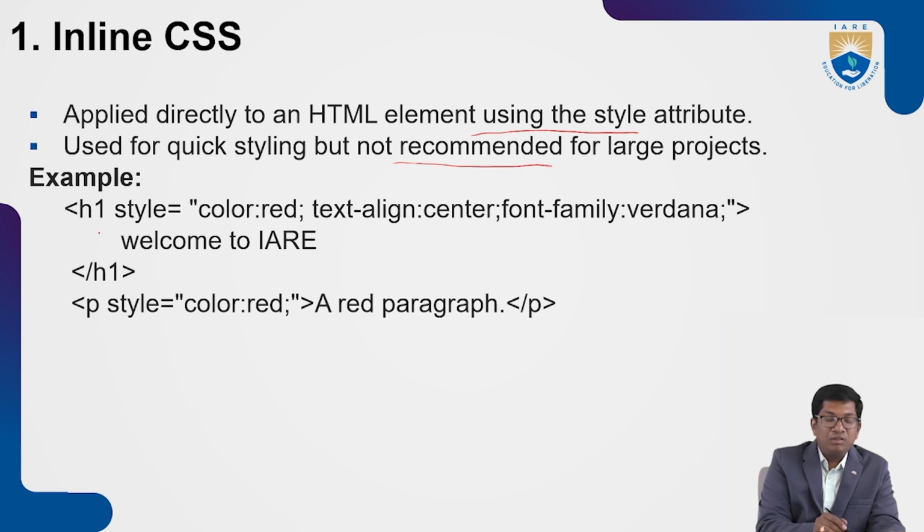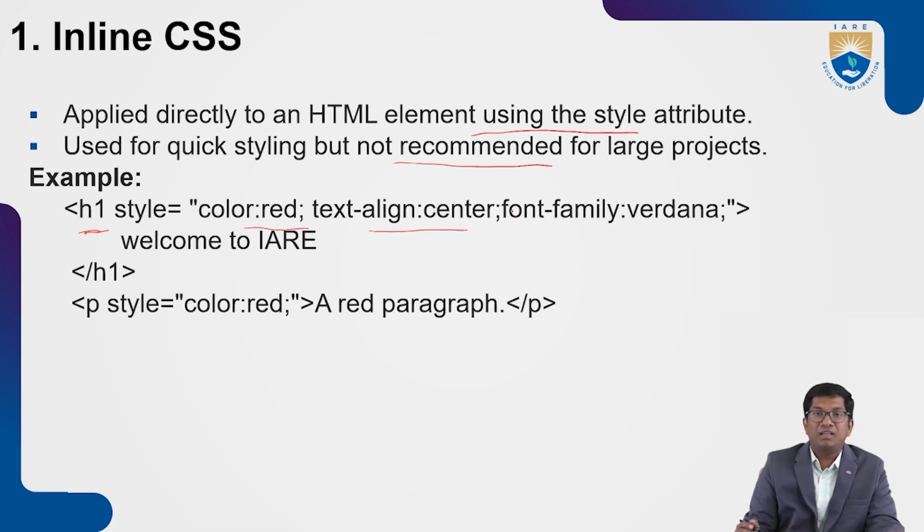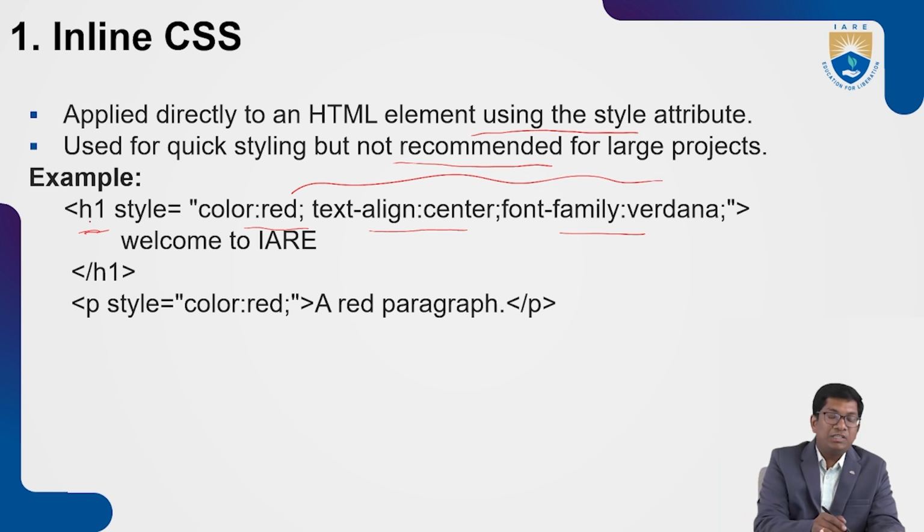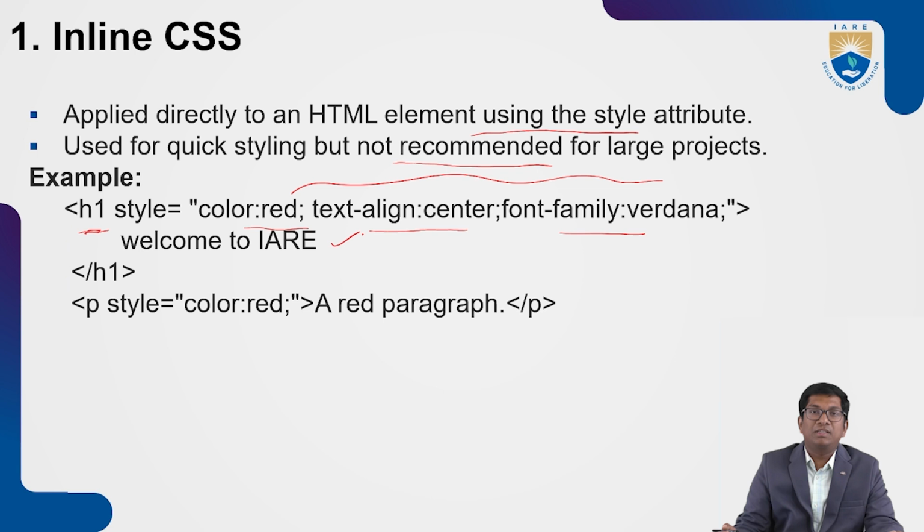Simple example. So H1 is the element in the body section we are writing. Style equals color red, that is property and value. One declaration. Another declaration, we gave text-align center. And one more is font-family Verdana. So by using all these properties, to whom are we applying? To the H1 element. So for the text given, we are applying these CSS properties. Right? Welcome to IARE.